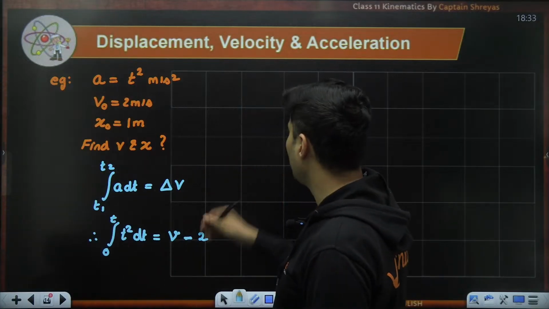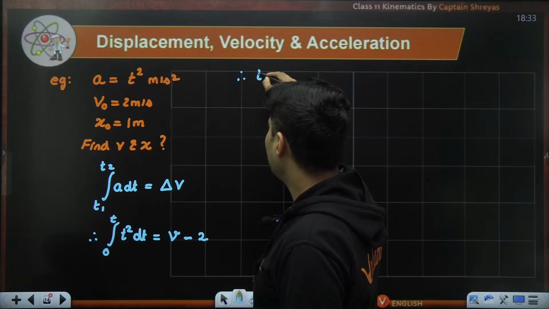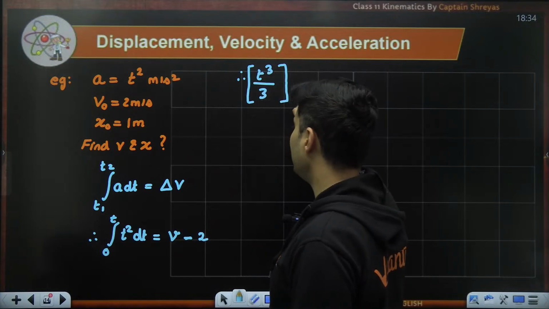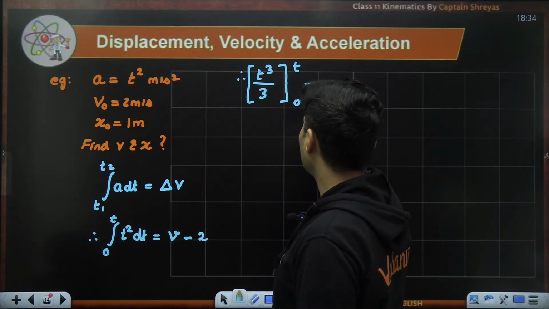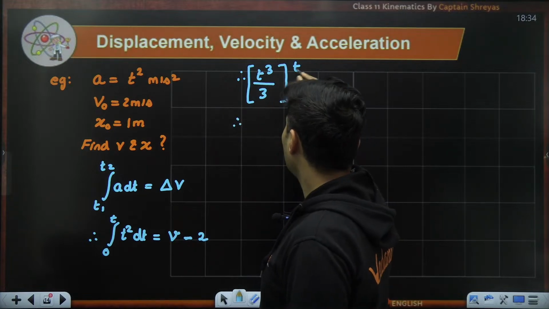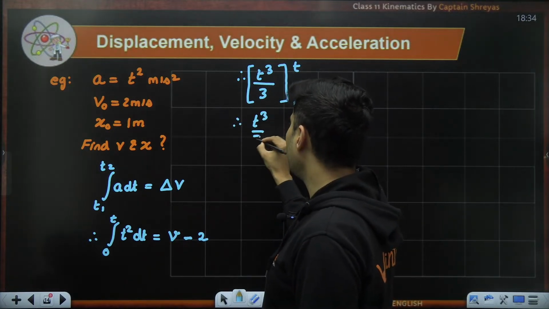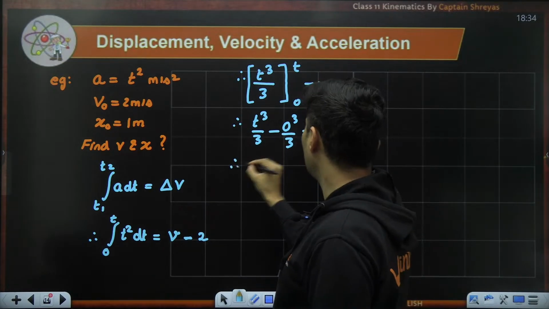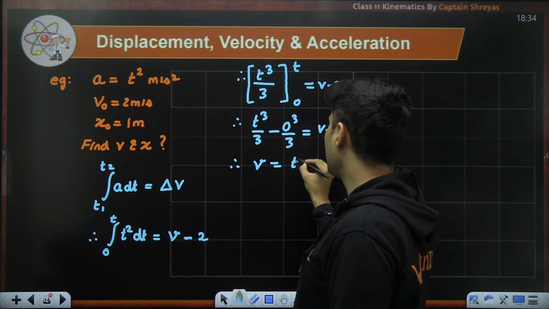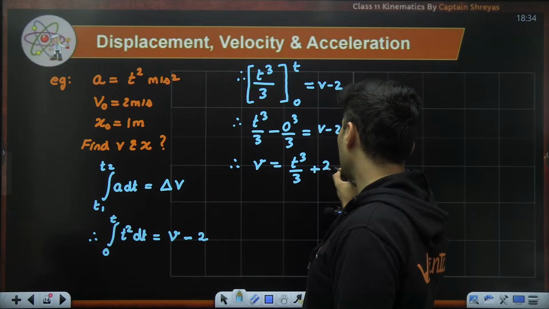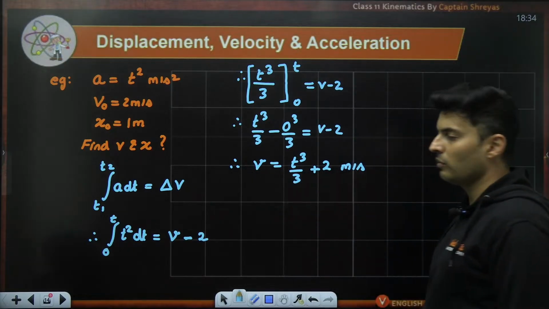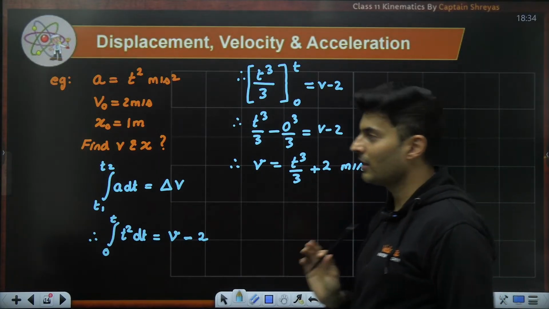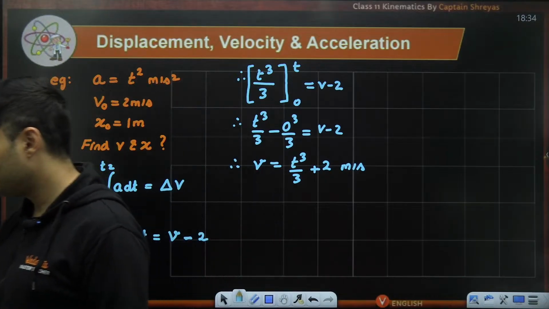What do we do? Integration of t square. Come on, guys. It will be t raised to 3 divided by 3. We have to put those brackets because limits are still existing, and this will be nothing but v minus 2. First put t, so t cube by 3, then put 0, so 0 cube by 3, equal to v minus 2. So v will be just t cube by 3 plus 2 meters per second. We have found velocity in general. Take that minus 2 over there, this is 0, so plus 2 and t cube by 3. So the first part, finding velocity, is done.